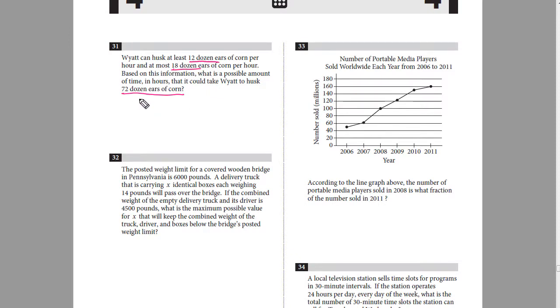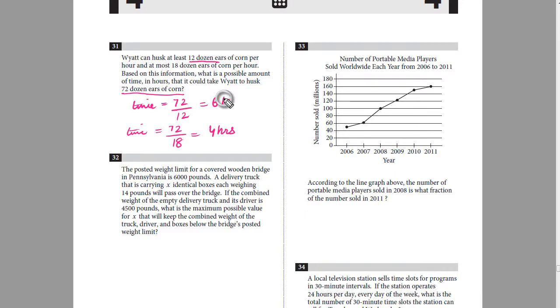So let's find out. First of all, in order to find out the time, I will divide 72 by this value 12. So from here I'll get 6. So it will take maximum 6 hours for him to husk 72 dozen ears of corn. This is the maximum, and the minimum time will be equal to 72 over 18. That will give 4 hours.